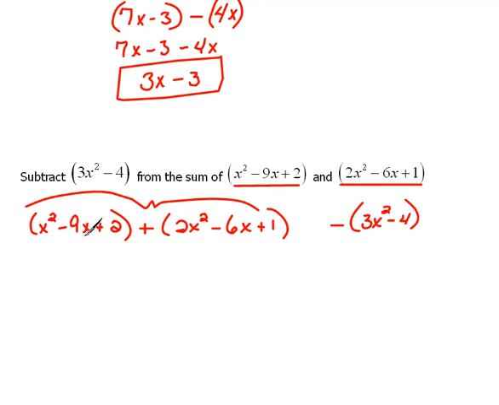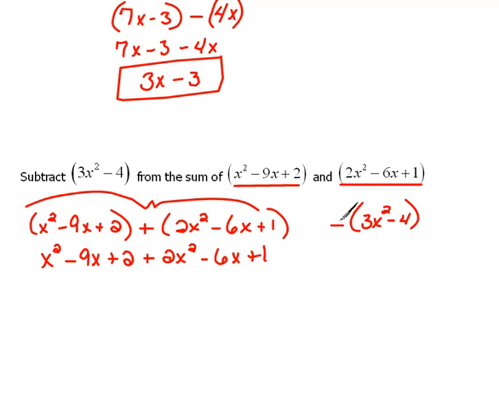Now, we could add these things together and then subtract from that, or we could do this all at once if we understand the idea of combining like terms. I'm going to rewrite this problem as x squared minus 9x plus 2. And when I'm adding this trinomial, it doesn't affect the signs or anything. So I could just recopy this as plus 2x squared minus 6x plus 1.